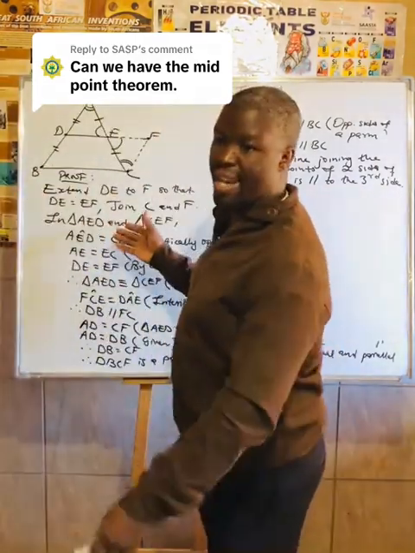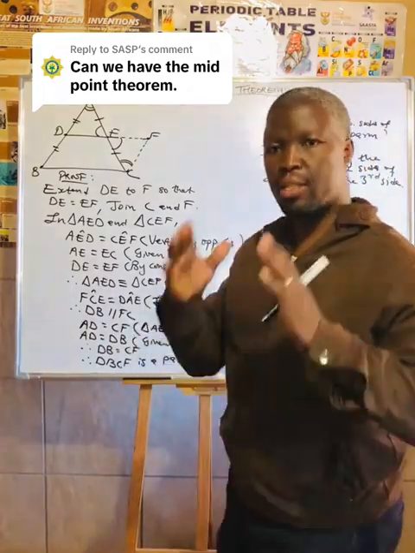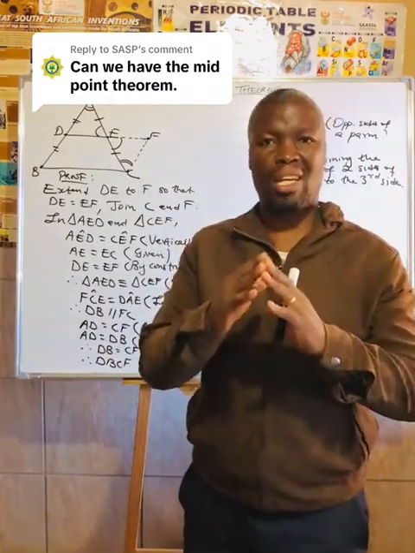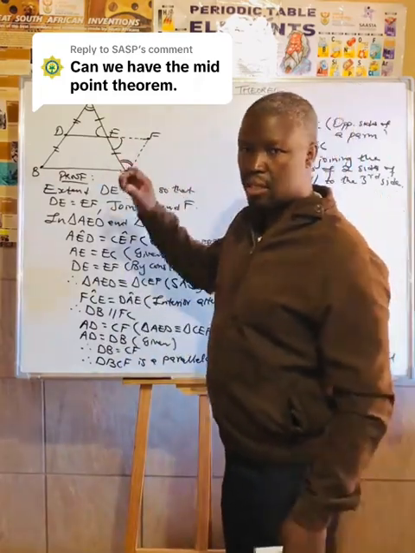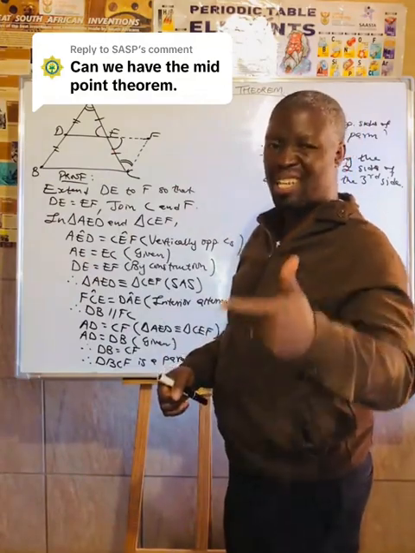What we have done over here is that we have managed to prove that a line joining the midpoints of two sides of a triangle is parallel to the third side. From here, we can move on to the second part.